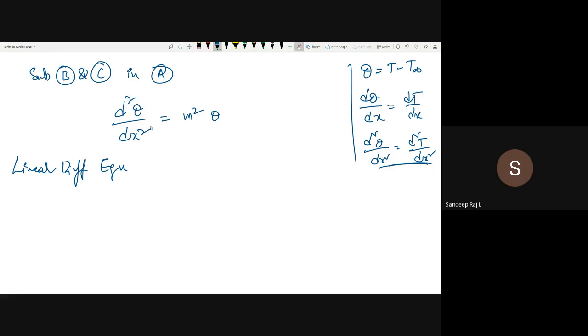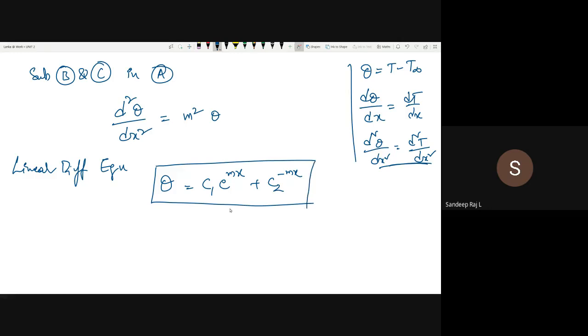The general solution for this kind of thing will be theta is equal to C1 into e power mx plus C2 into e power minus mx. The general solution will look like this.